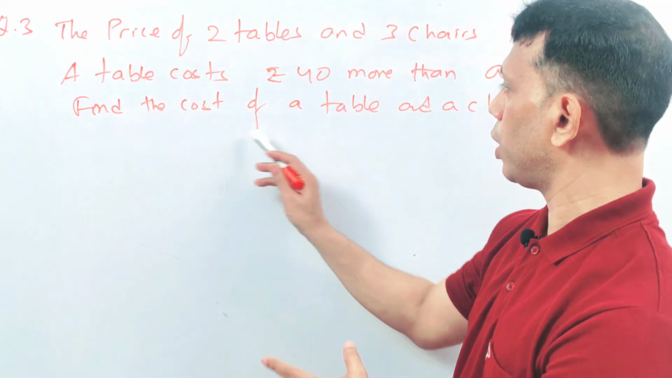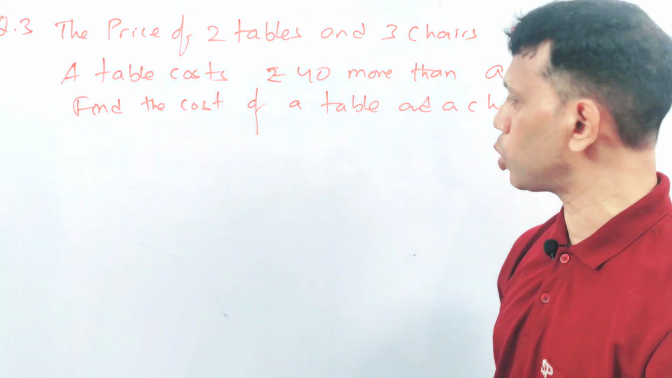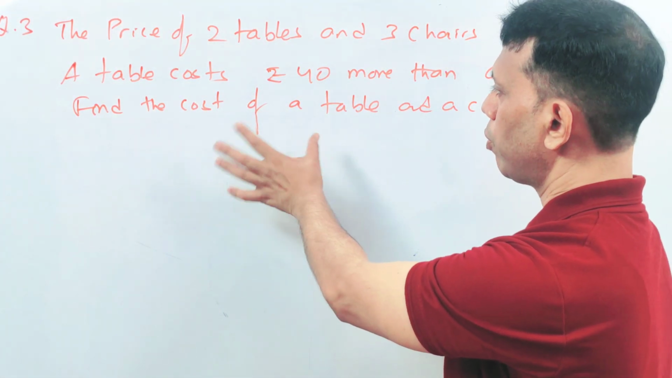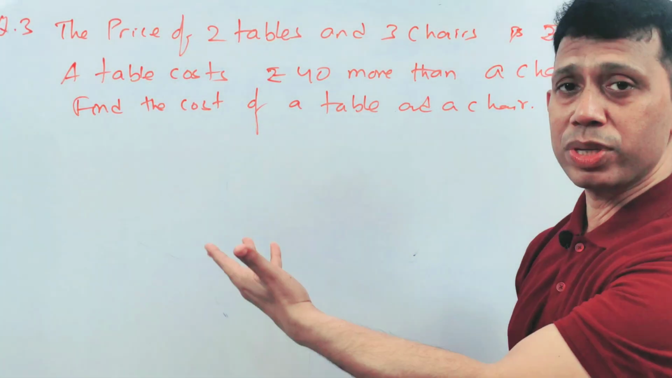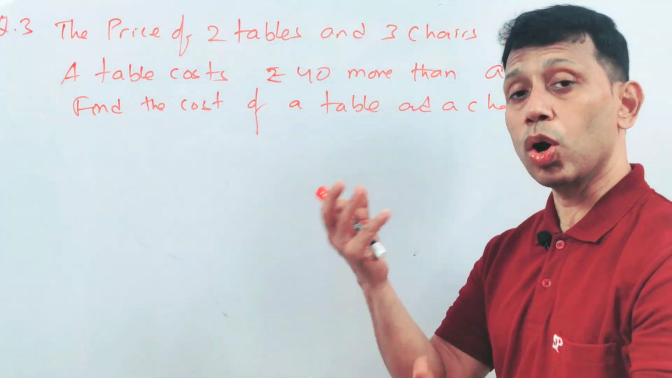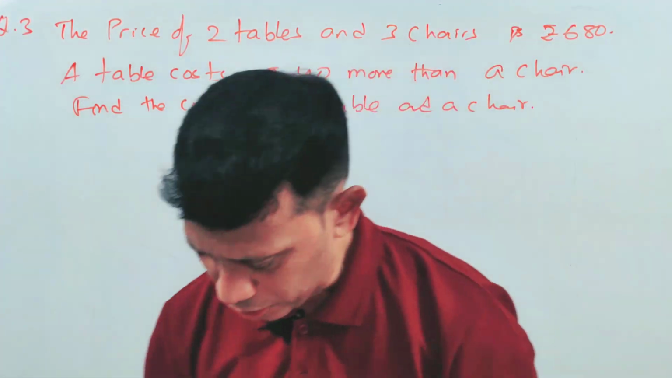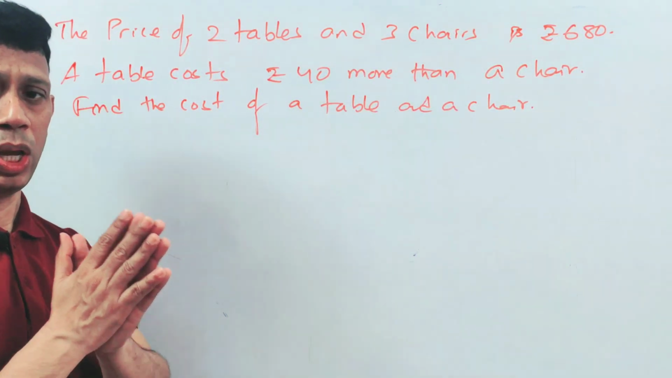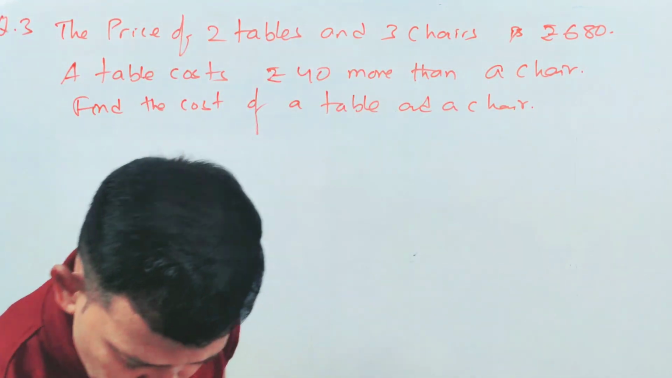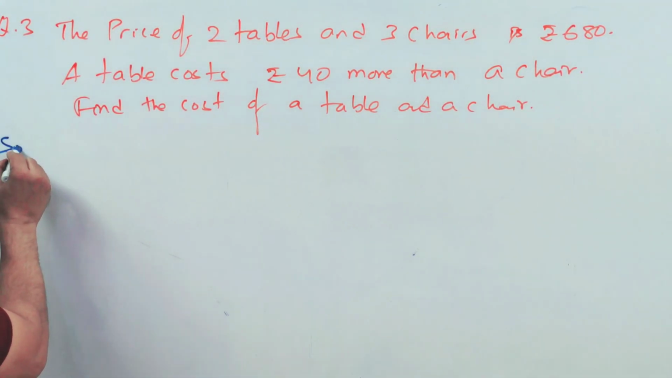The question might differ from evaluator to evaluator or who makes the question. It can be asked here, find the cost of 5 tables and 3 chairs. Find the total cost of 6 tables and 7 chairs, etc. But the solution will be, we will move in the same direction. So let us see how we will do it. Again, solution.